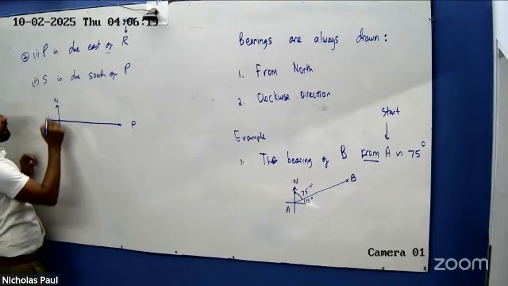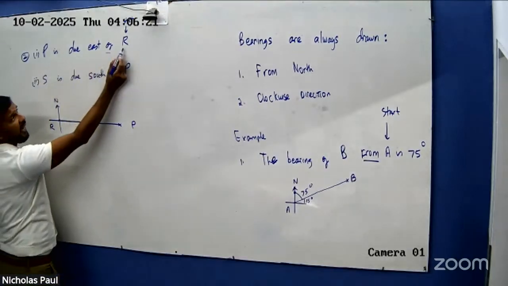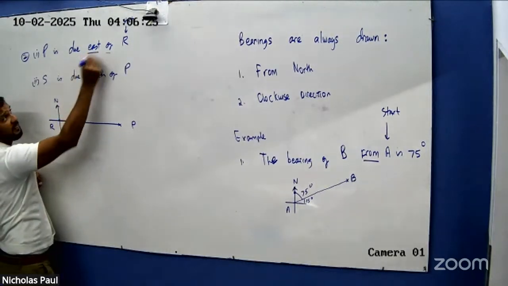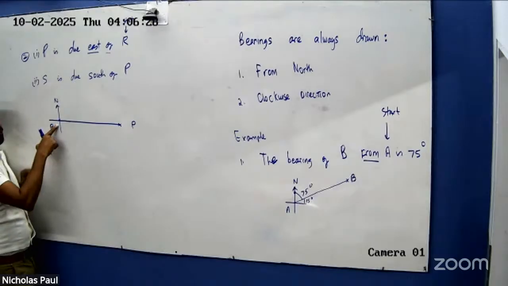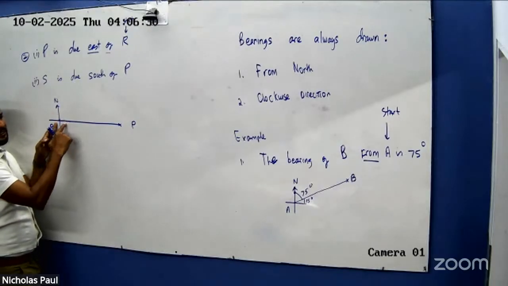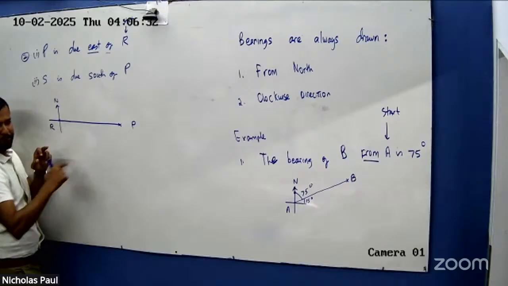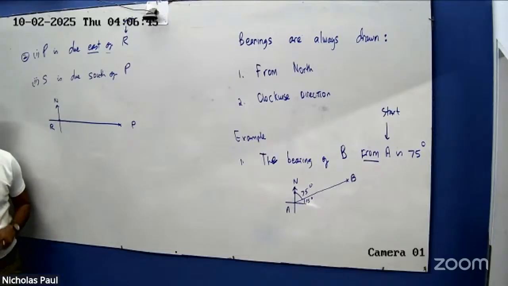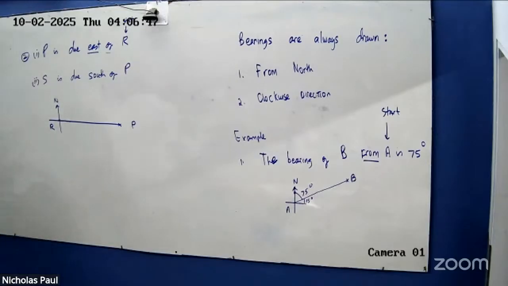Watch it again. P is due east of R, so it means that we're starting at R. The question said what? East, right? So therefore, all we have to figure out is where is east, and we go east towards P. That's okay? Everybody okay with that?